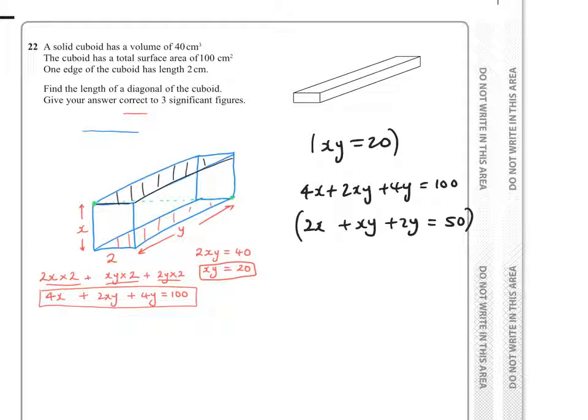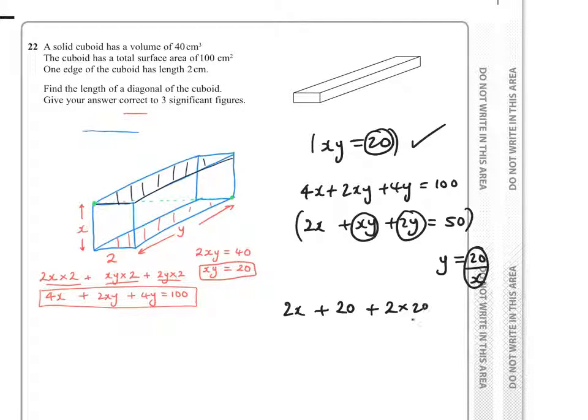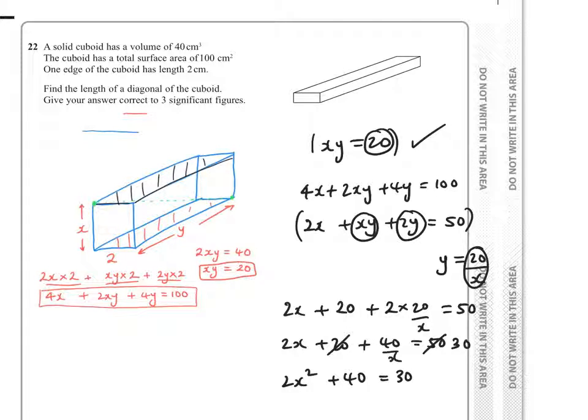So I think the first thing I'm going to do is I'm going to say let y equal 20 over x from this one. So I've got 2x plus xy. I'm going to be crafty and put a 20 there because that's what xy is. Plus 2y, so that's 2 times y, which is 20 over x, equals 50. So what I will have then is 2x plus 20 plus 40 over x equals 50. So I can take 20 off both sides, multiply everything through by x. So I've got 2x squared plus 40 equals 30x.